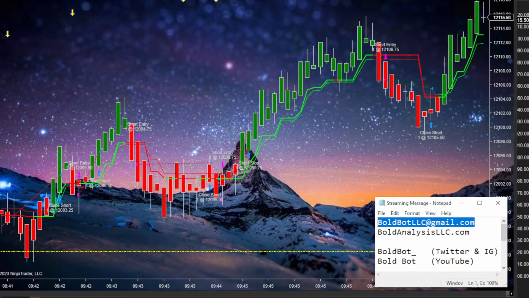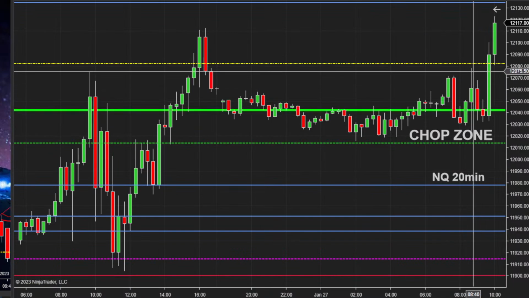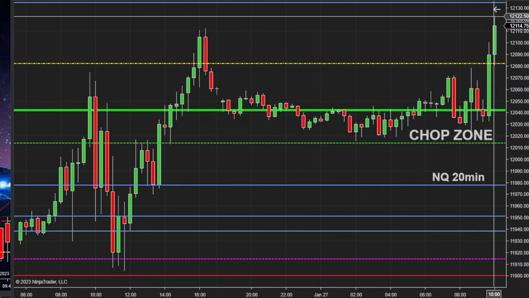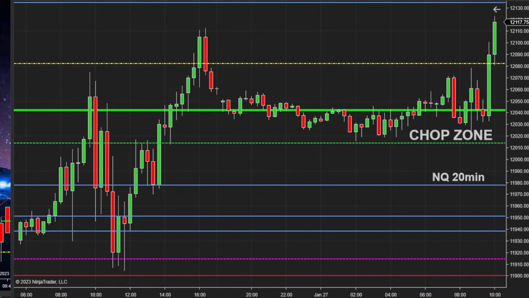We're getting another continued push here. So we finally broke over this choppy area, from the chop zone to the LIS at 82. And since then, it's really just gone crazy, 40 points or so. So that's up to you.